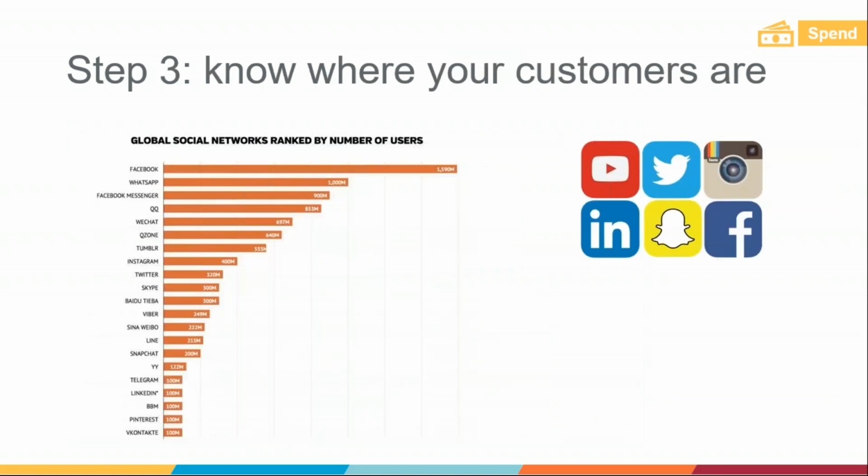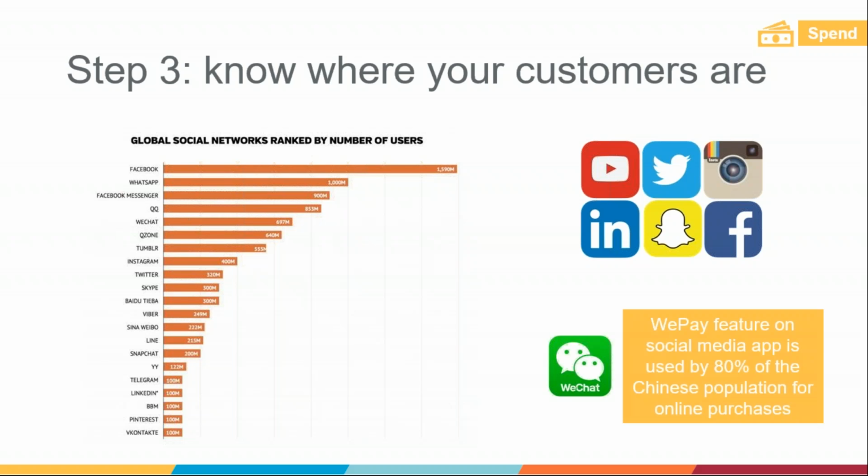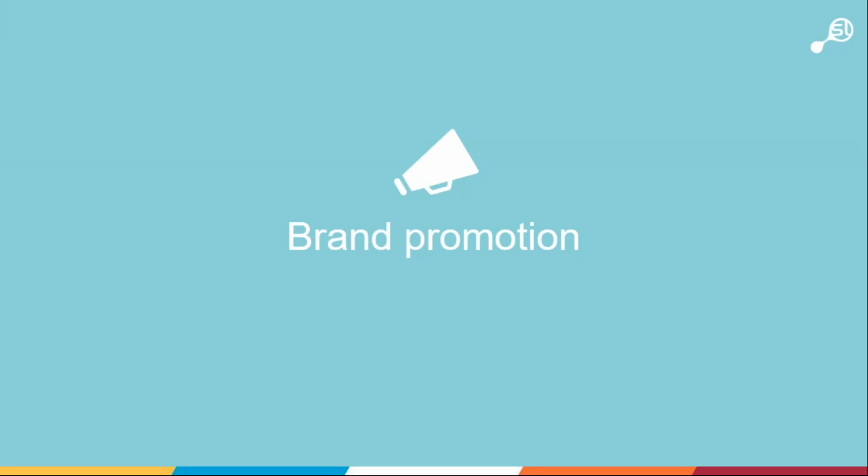So it's important to understand where your customers are other than the search engines. How do they consume their news? How do they engage with brands? Now, we should all be familiar with the social media icons here, but how familiar are we with WeChat? Because this is the social media platform used in China, and it has a feature called WePay that is used by 80% of the population for online purchases.